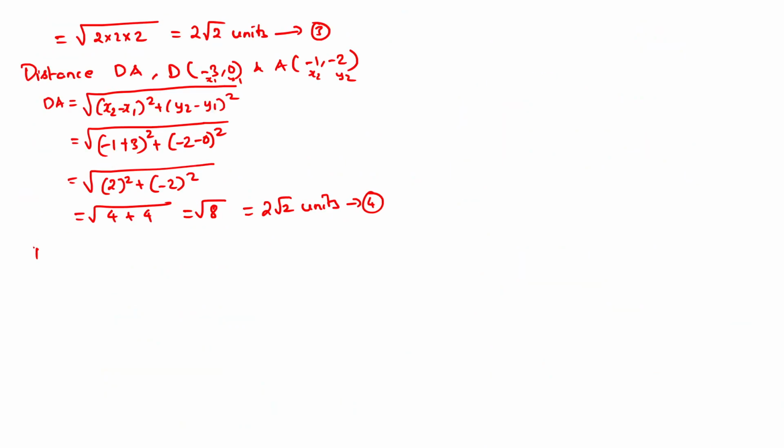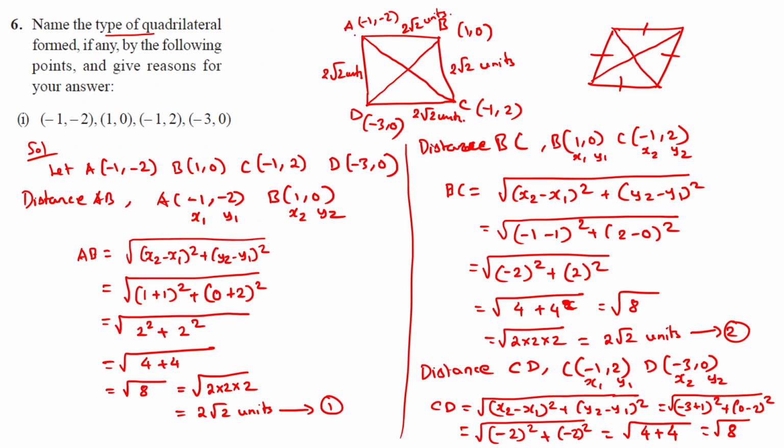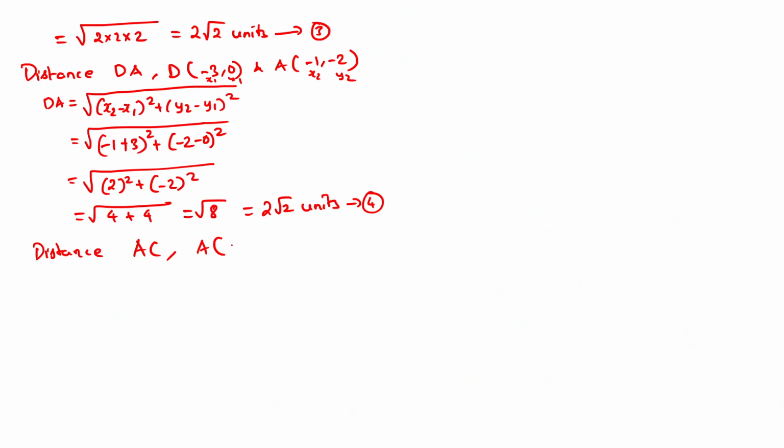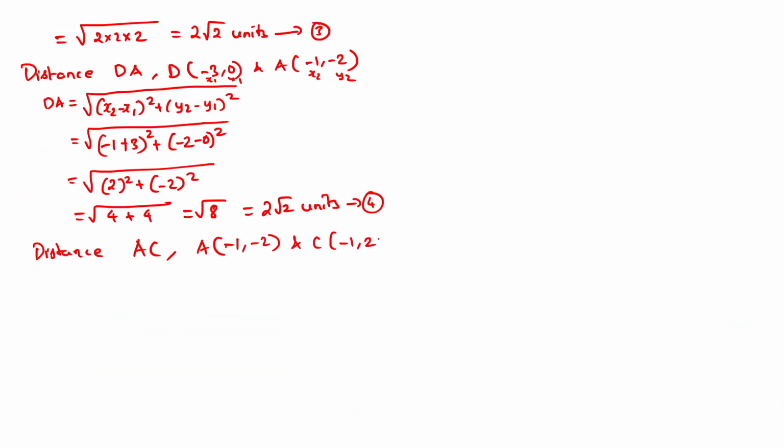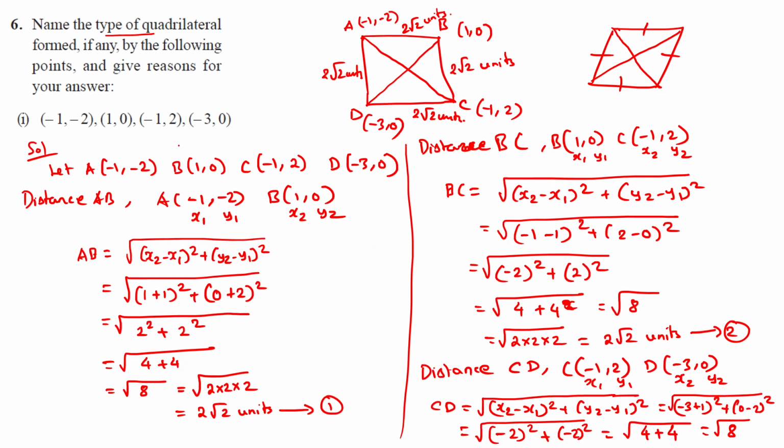So we need to find the distance of the diagonal AC. What are the coordinates of AC? Look here, A is this vertex and C is this vertex. The line segment joining two non-consecutive vertices is called a diagonal. So we need to find the length of AC and also BD distance. What are the coordinates? A is minus 1 comma minus 2 and C is minus 1 comma 2. Yes, minus 1 comma 2.